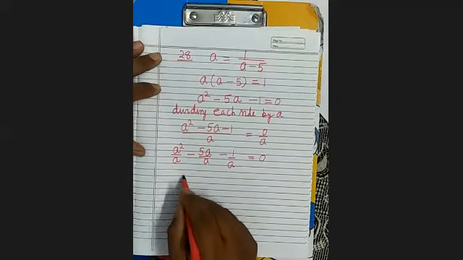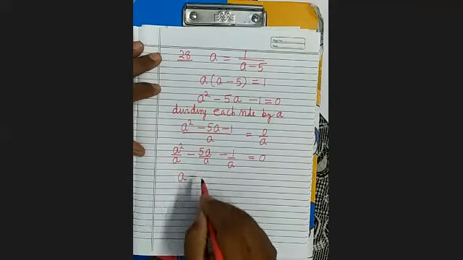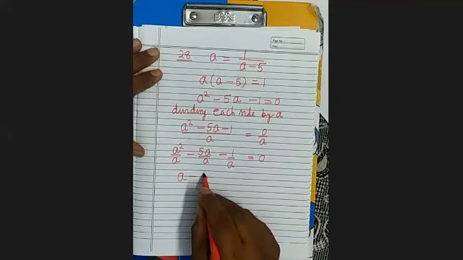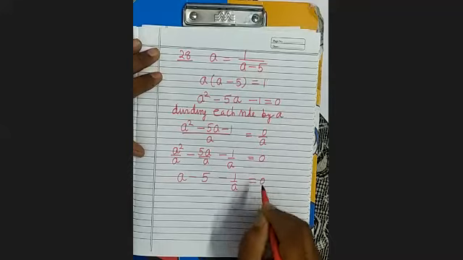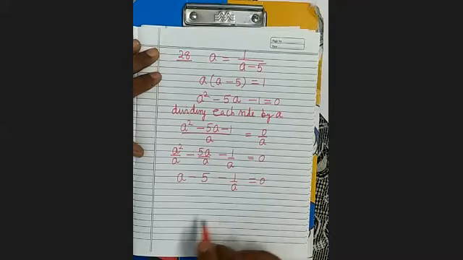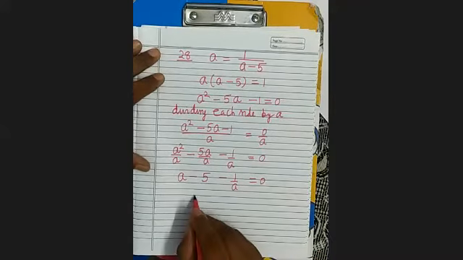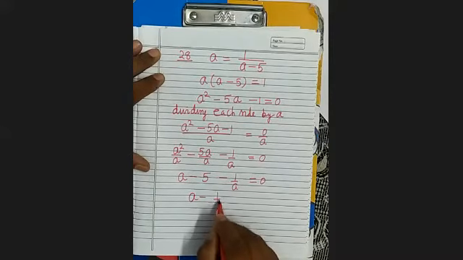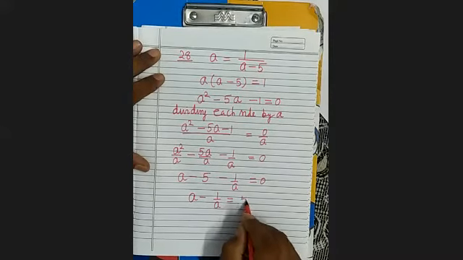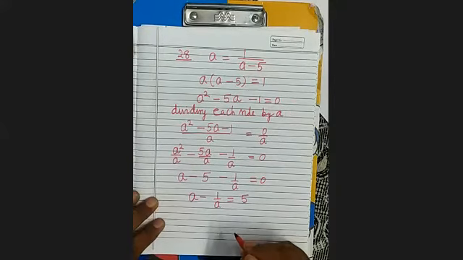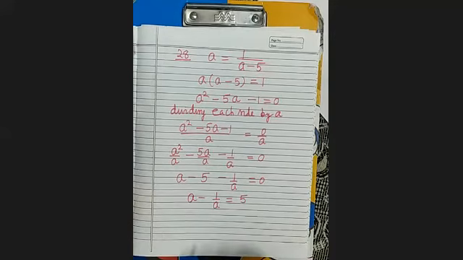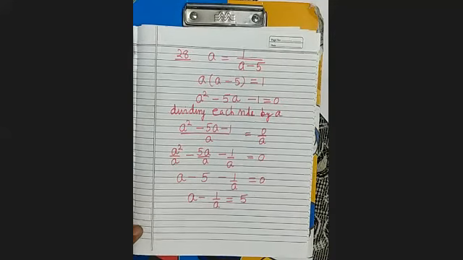So now A minus 5A upon A minus 5 minus 1 upon A equals 0. Now you bring 5 to the other side. So A minus 1 upon A equals 5. Have you got it? This is the first part. Did everyone understand the first part? Yes, sir.